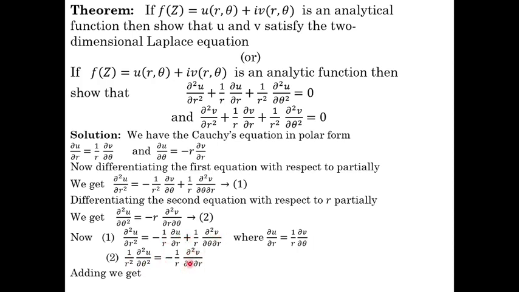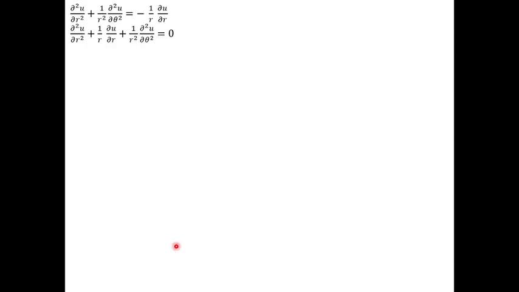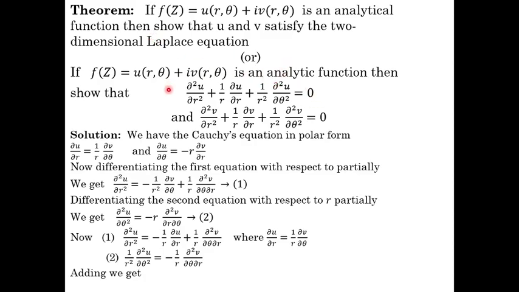In the RHS, these two terms cancel because they have opposite signs. Therefore, this term and this term will get cancelled. What remains in the RHS? Minus 1/r ∂u/∂r. Now shift minus 1/r ∂u/∂r to the left side. Then we get ∂²u/∂r² plus 1/r ∂u/∂r plus 1/r² ∂²u/∂θ² is equal to 0. Hence, the first condition is that u is harmonic in which form? In r and θ, that means in polar form.